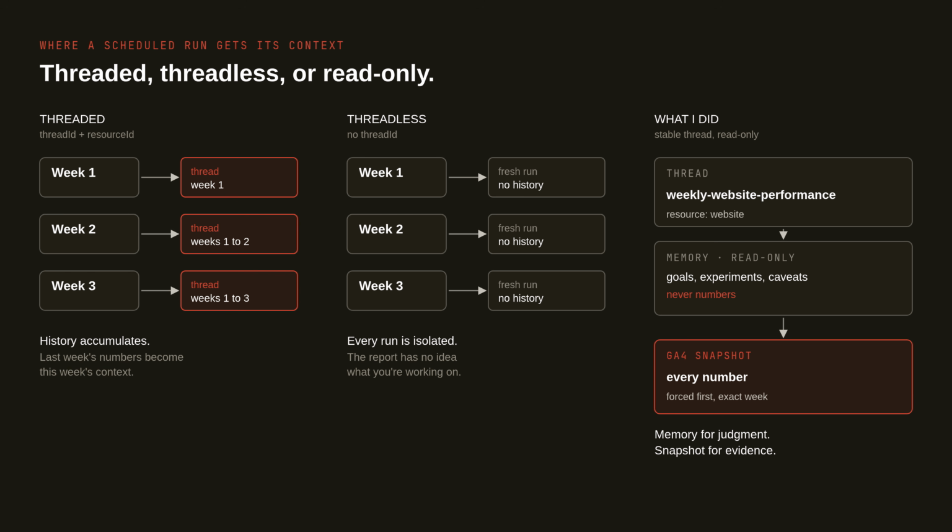So you can see on the left, there's the threaded side. So it has a thread ID and a resource ID. And so week 1, it has that same thread. Week 2, it goes back and it has both the history or the context from week 1 and 2. And again, week 3 is now going to have the context from weeks 1 through 3. So that context is building over time every time that it runs, versus the threadless version, which you might use if you just have a report that you want fired off, but doesn't need any context of prior runs. Here, it's just a fresh run, no history every single time.